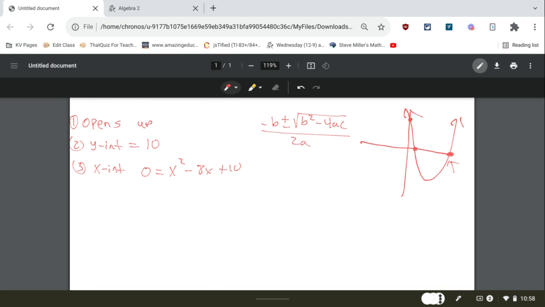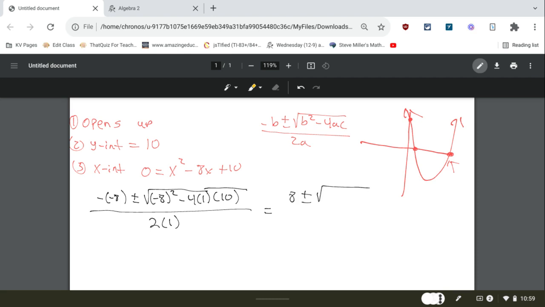All right. So it starts off with negative b. So that's going to be negative 8 plus or minus the square root of b squared, so negative 8 squared, minus 4ac. Okay, 4 times 1 times 10. All over 2 times 1. And then we're going to simplify this a little bit. It's going to be a positive 8 because of the double negatives.